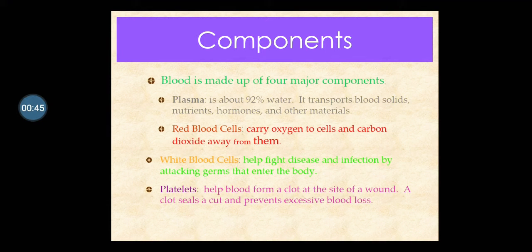Second one, RBC, red blood cells or corpuscles, which carry oxygen to cells and carbon dioxide away from them. Third, WBC, white blood cells or corpuscles. They help fight disease and infection by attacking germs that enter the body. And fourth one, platelets, which help blood form a clot at the site of a wound. A clot seals a cut and prevents excessive blood loss.